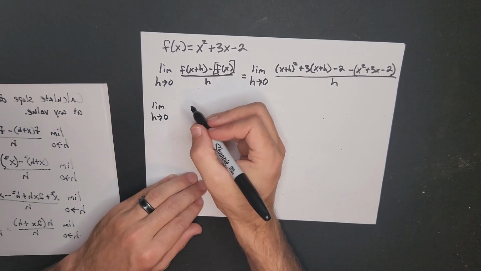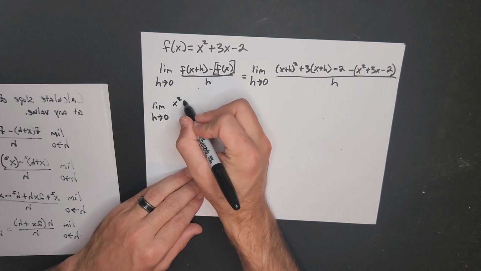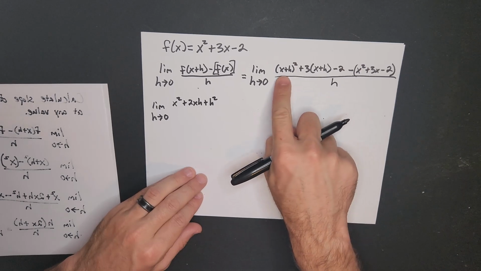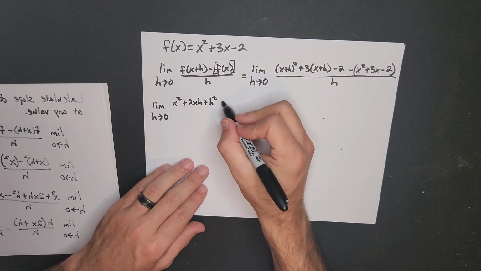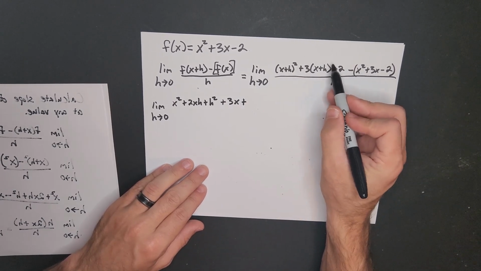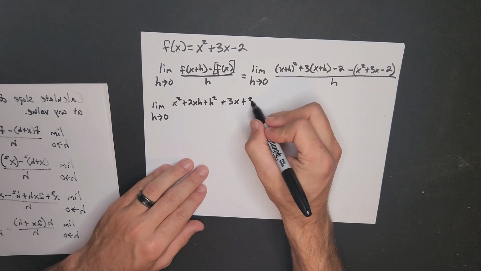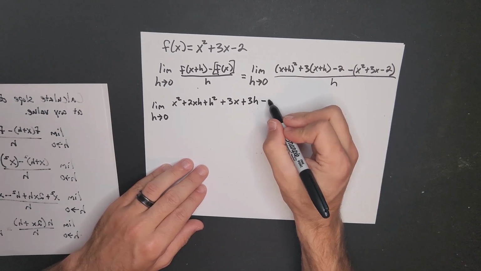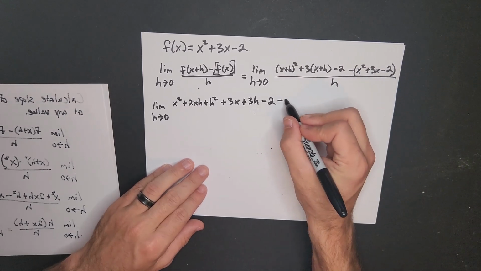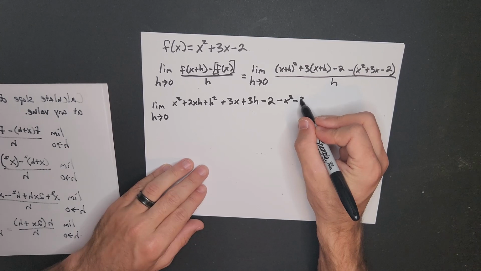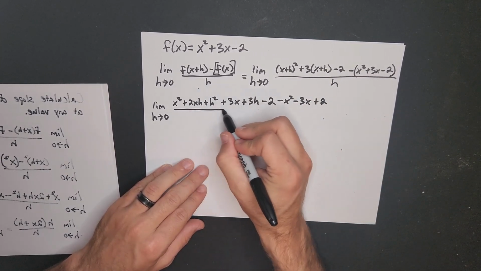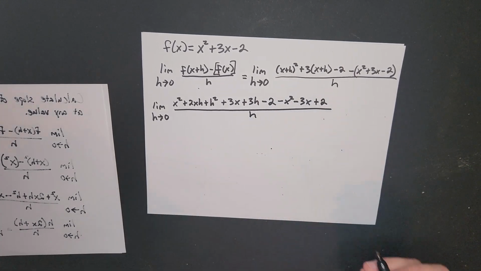But we are going to be using a lot of paper here. So we still have x squared plus 2xh plus h squared. We showed how to do this particular part on the previous example. Plus 3x plus, notice we're taking this 3 and we're distributing it inside these parentheses, 3h minus 2. Now we're also taking this negative and we're distributing the negative. So minus x squared minus 3x plus 2, all divided by h.